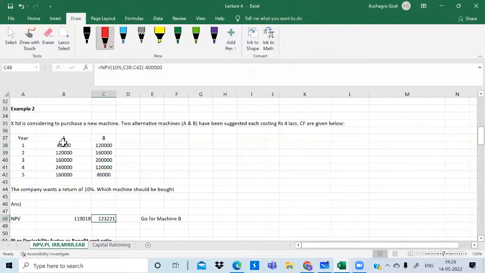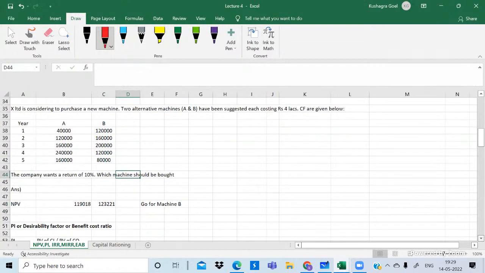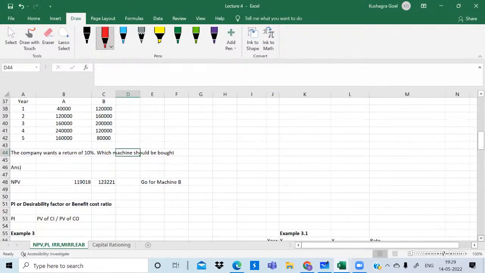Any doubt with example number 2 as far as NPV is concerned? Net present value. Any questions on NPV before we look at, let's say, profitability index? Okay. Then let's look at profitability index.